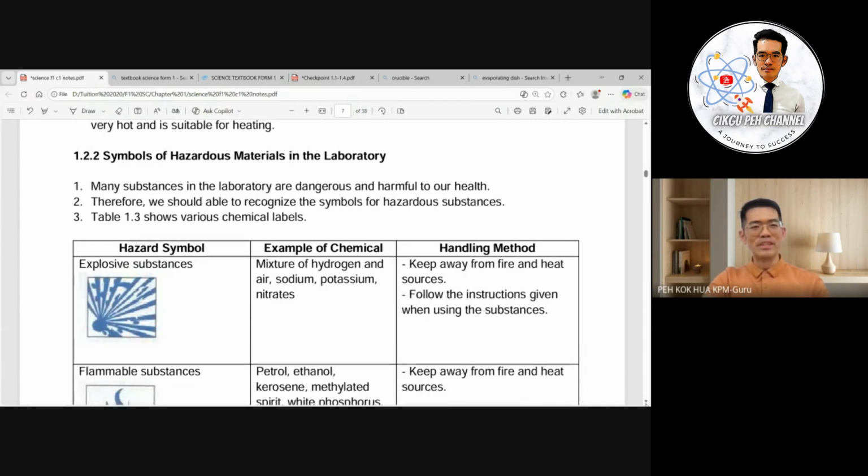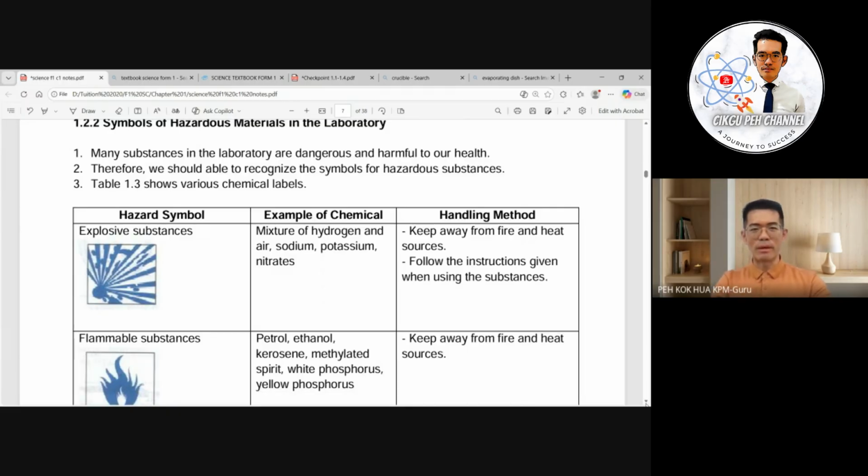Okay, so we back to next part already. Okay, so Catherine, we back to our notes. Simple hazardous material in laboratory.